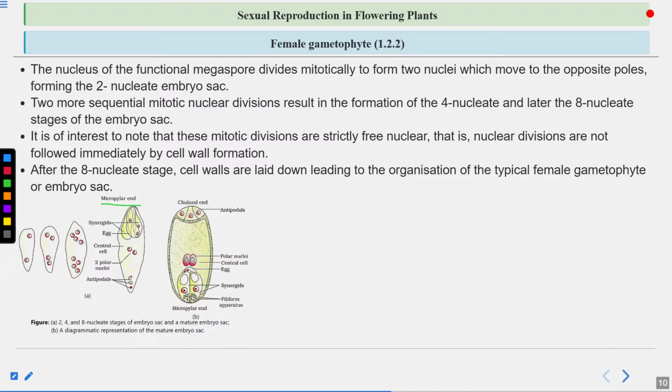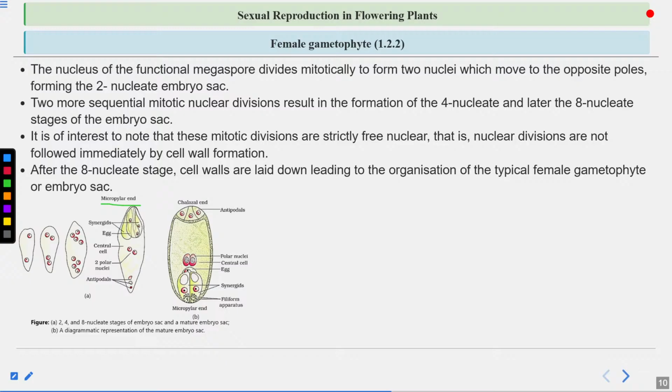What is the function of antipodals? Nourishment. Very good. They provide nourishment. They degenerate, and the degenerated cells provide nourishment to the developing embryo. Good. What is the function of the central cell? Anyone? The central cell, which contains the 2 polar nuclei. Central cell.